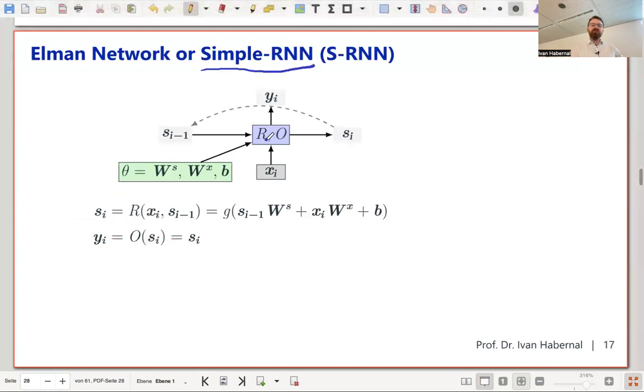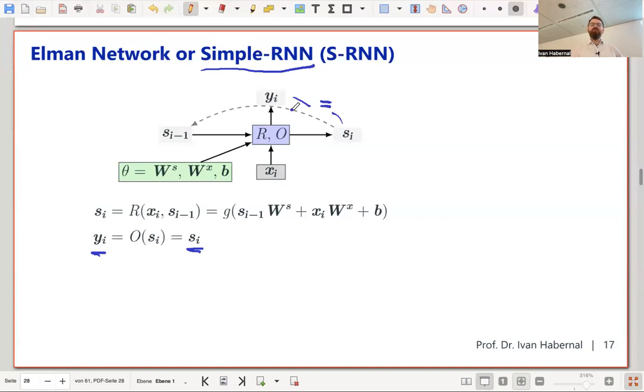Is that okay? Again, this is the abstraction we had before. This is the input at step i, the previous hidden state, the output, and the current hidden state. Okay, so let's do a very simple thing. Let's say the output is actually the hidden state. These two things are equal. This is going to make our life easier.